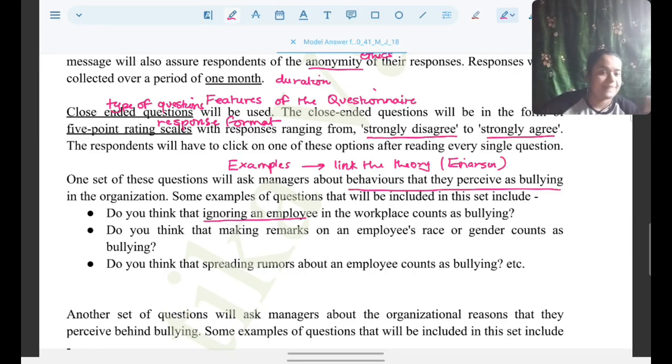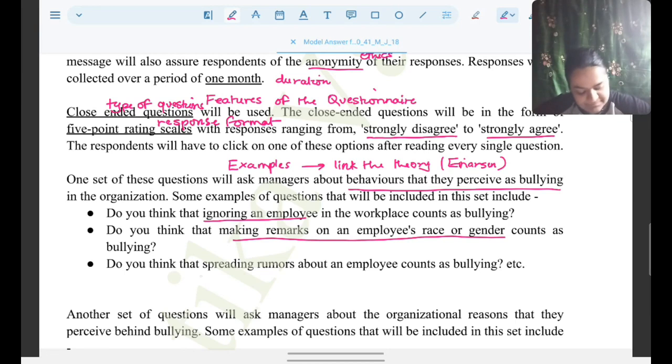The study is about management perceptions of bullying. Cyc Cat told us that ignoring an employee accounts for bullying. So my question is about ignoring an employee. That's how I've connected the theory to the topic in the question. Another example here is, do you think that making remarks on an employee's race or gender counts as bullying? Again, I'm checking the manager's perception. Perception is just understanding. So does this manager consider making remarks on someone's race or gender, again something Cyc Cat mentioned, to be bullying?